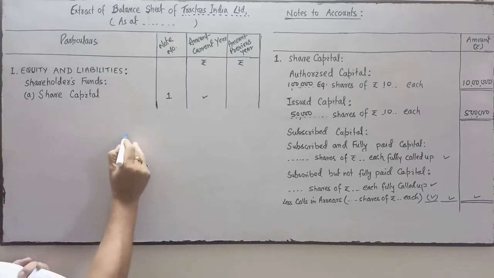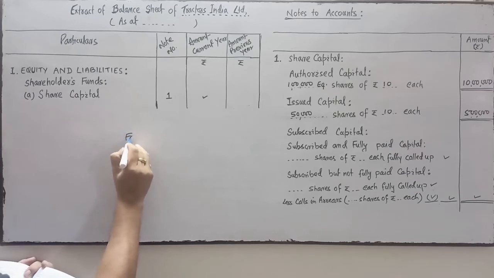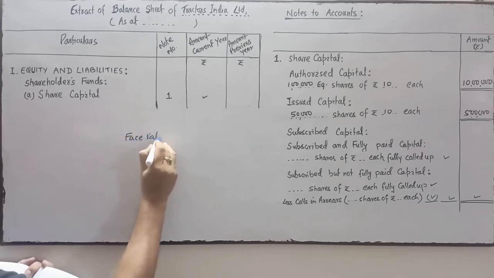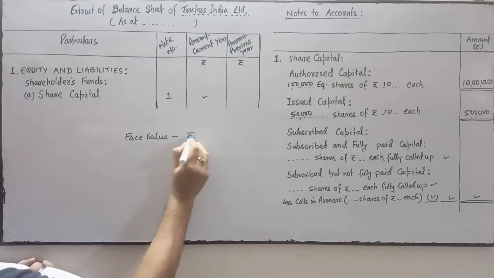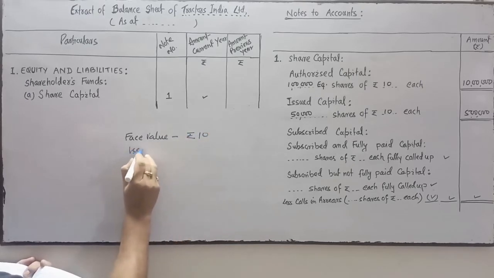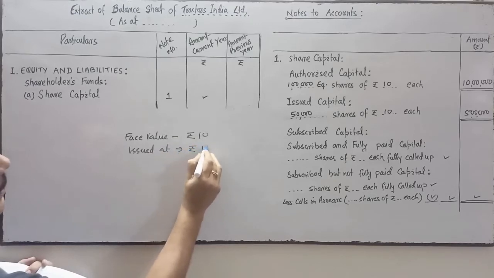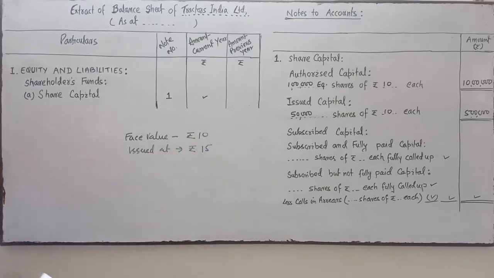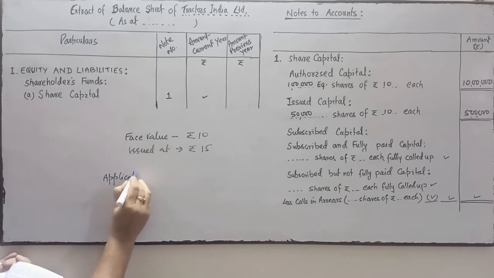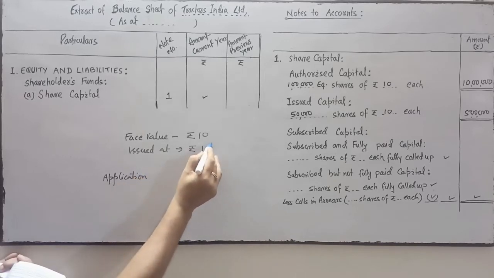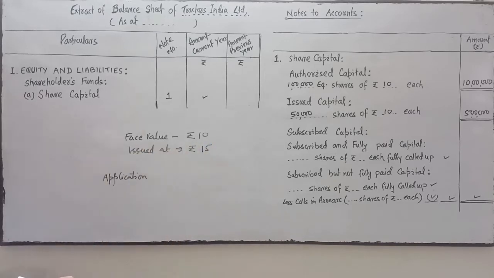It means the face value of the share is 10, and it is issued at rupees 15, meaning at 5 rupees premium. Rupees 2 per share were payable with application. The company calls this amount in installments, not at a time.